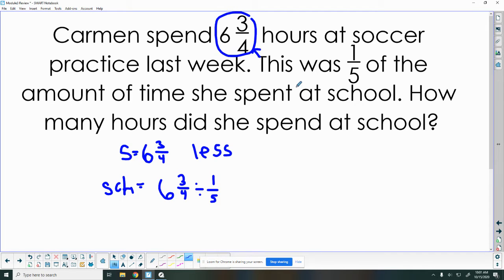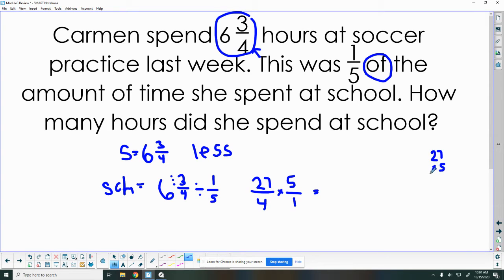That kind of sounds backwards because I'm hearing this word of, but I know school has to be bigger. Soccer has to be 1/5 smaller, and school, the opposite of 1/5, is 5 times bigger. So 6 times 4 is 24, 25, 26, 27 over 4. And I'm going to times that by 5 over 1. I need to make school 5 times bigger. So when I use that multiplicative inverse, we get our answer here. So I need to do 27 times 5.